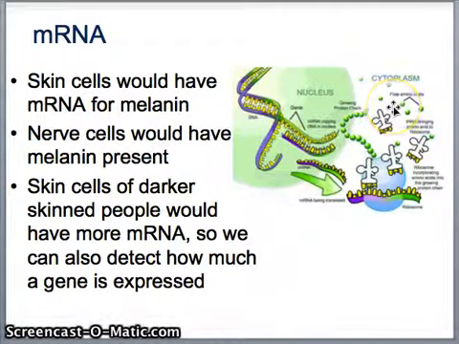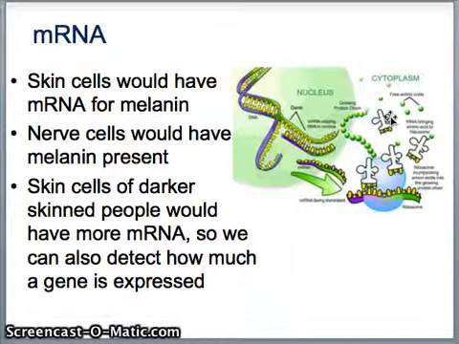Now we can take this a step further, which we're going to talk more about in 315, and that is that we can also measure the amount of mRNA that's being made. Skin cells of darker people have more melanin. That's why they're darker. So we would assume there's more mRNA being made so they can make more melanin, whereas skin of light people would have just a few mRNA, so there's less melanin being produced. Alright, so now these are some assumptions.